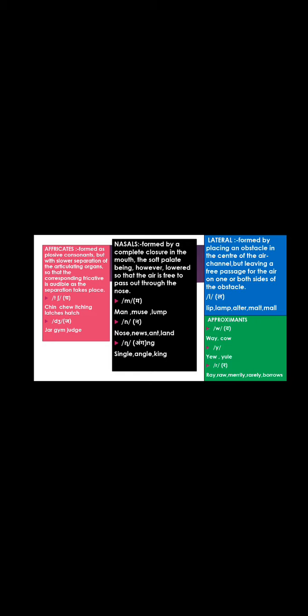The latter, laterals, are formed by placing an obstacle in the center of the air channel but leaving a free passage for the air on one or both sides of the obstacle. La in lip, lamp, alter, melt, mole. Approximants: Wa, way, cow. Ya in you, yule. Ra in ray, raw, merrily, really, borrows.